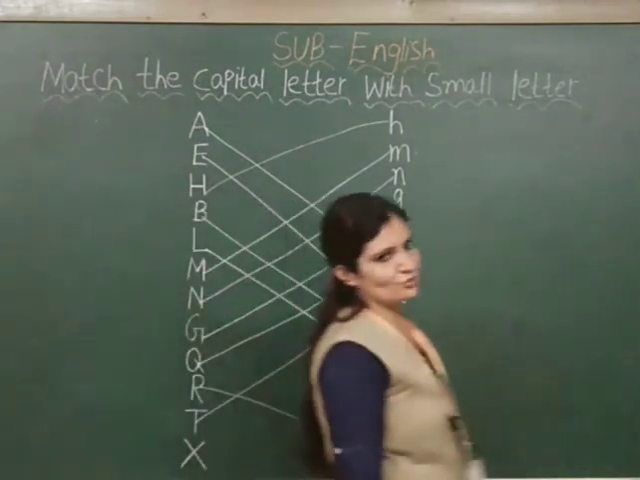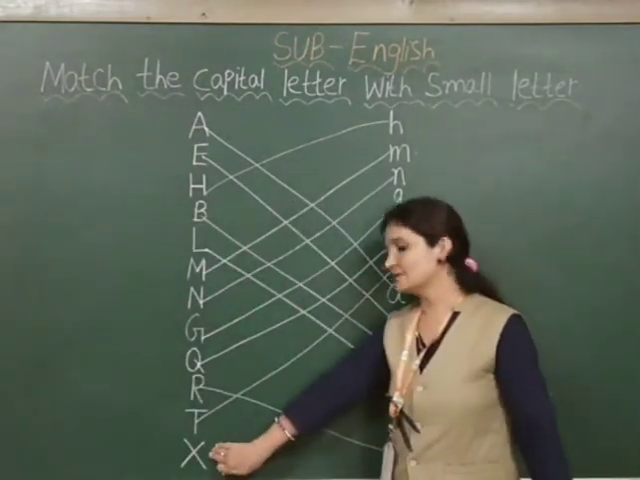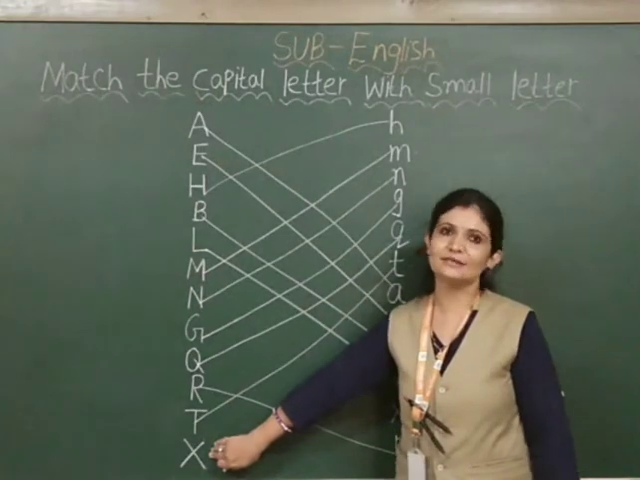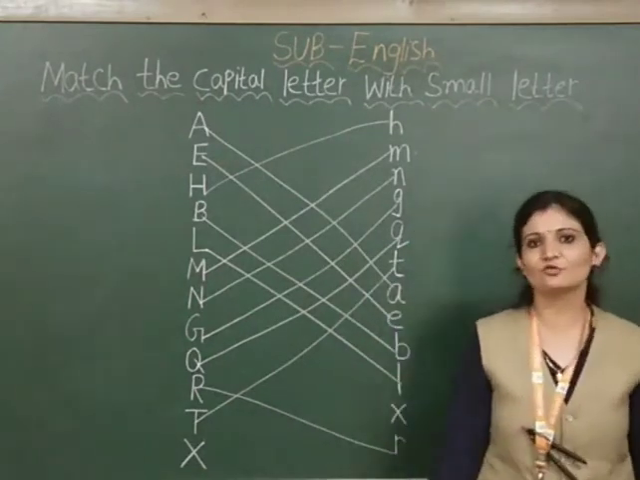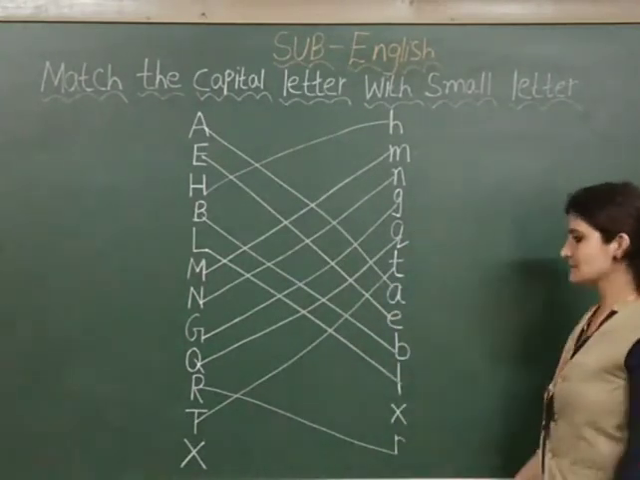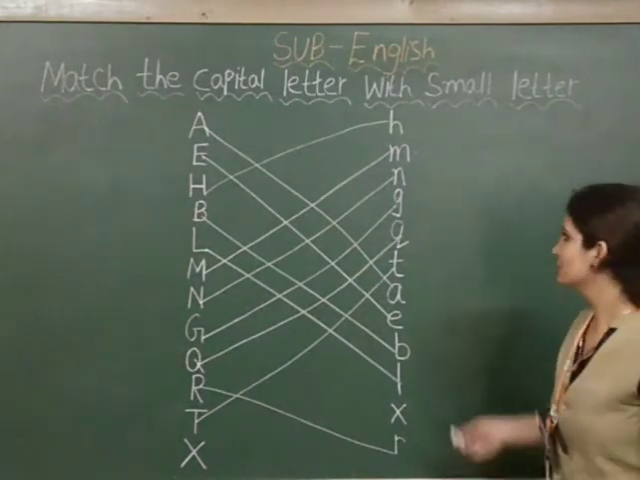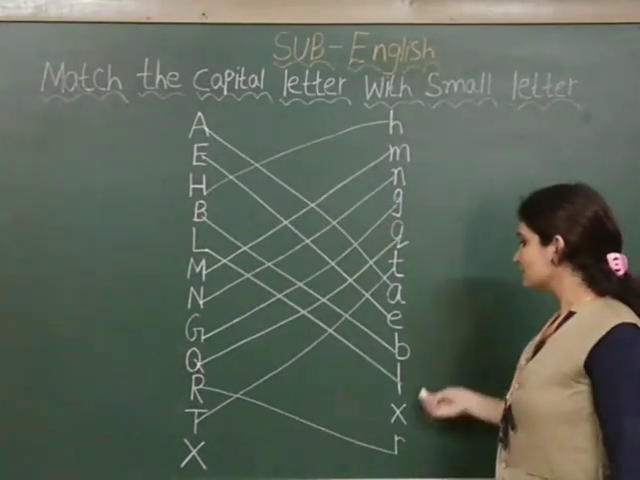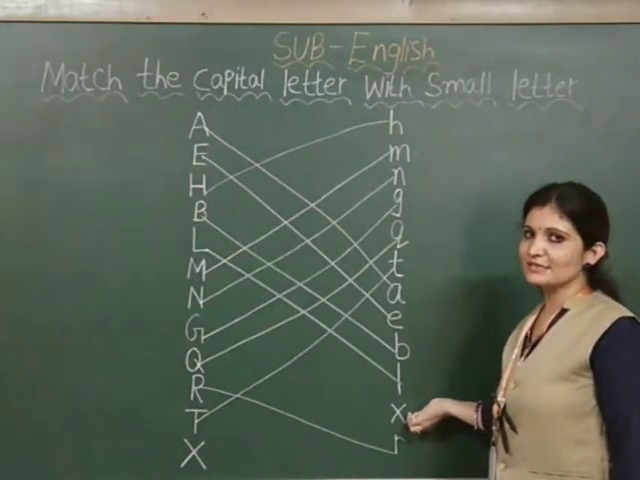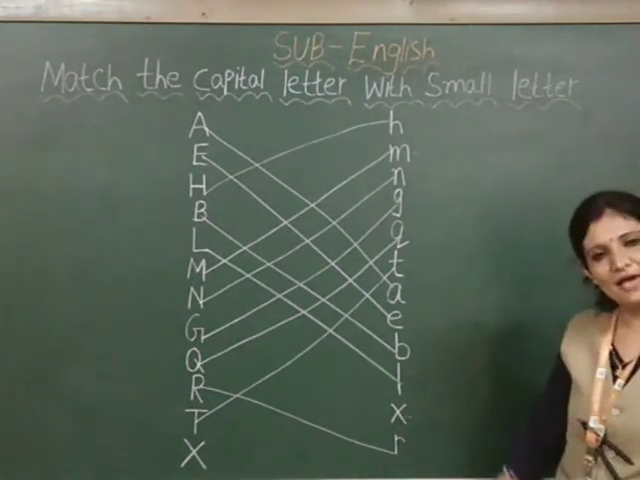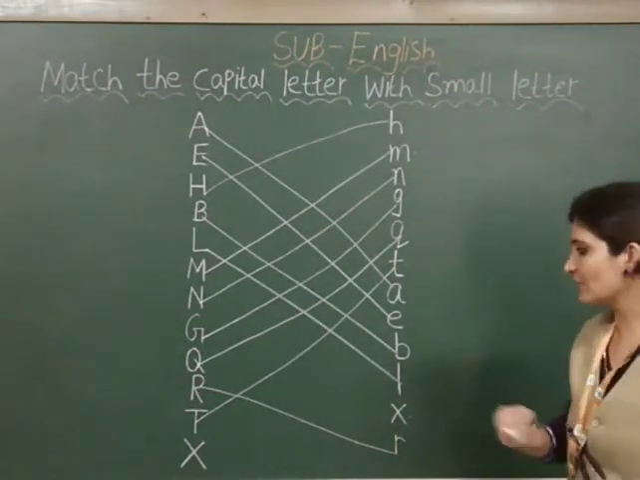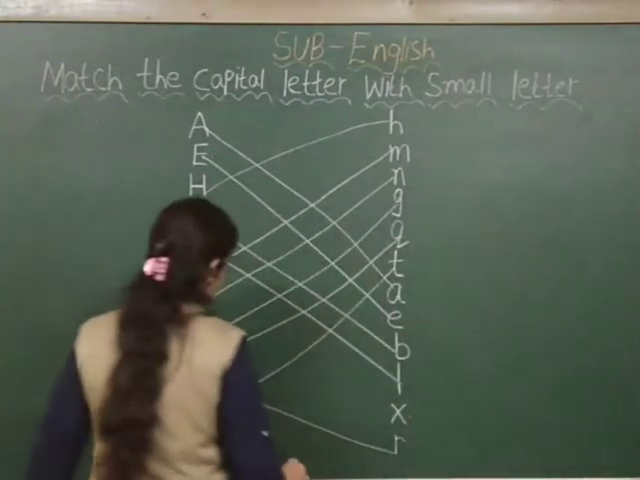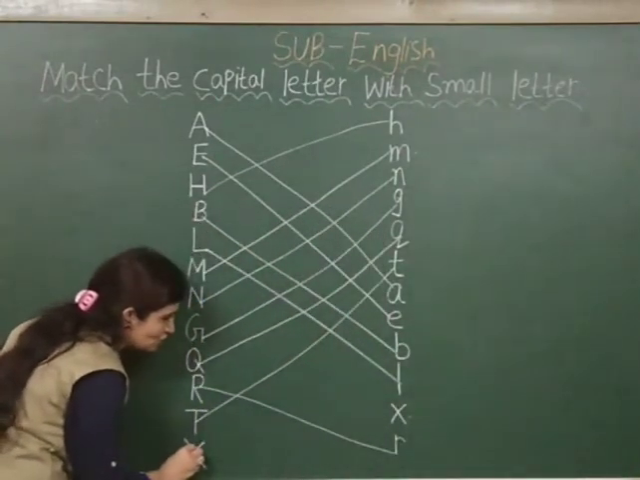Now last one. Which letter is this? This is capital letter X. Now we have to find here where is small letter X. Which letter is remaining? This one. What is this? This is small x. Now what do we have to do? We have to draw a line from capital to small x.